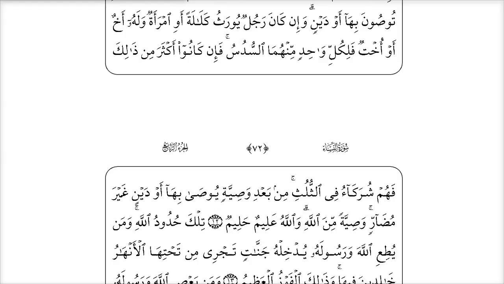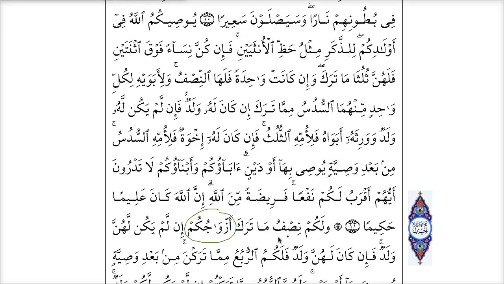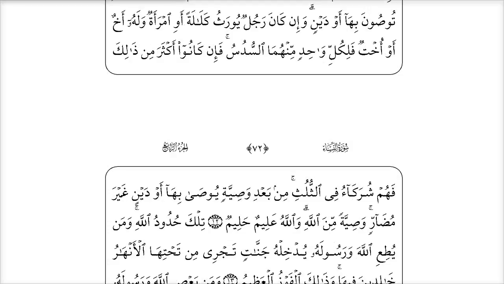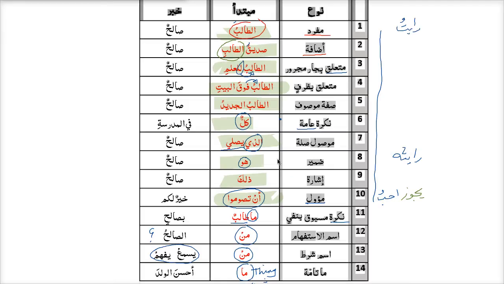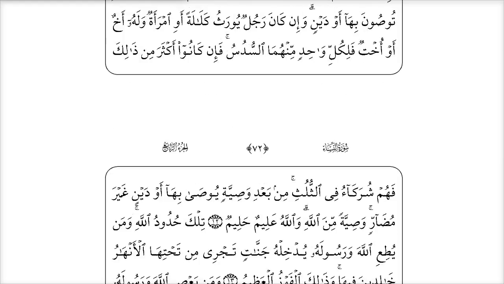So okay, maf'ul bihi, right? Look at this. May yuta illaha. The word Allah is a maf'ul bihi. Out of this list, which type is it? Okay, mufrad. Very good. So it's a mufrad word. Excellent. Mufrad.